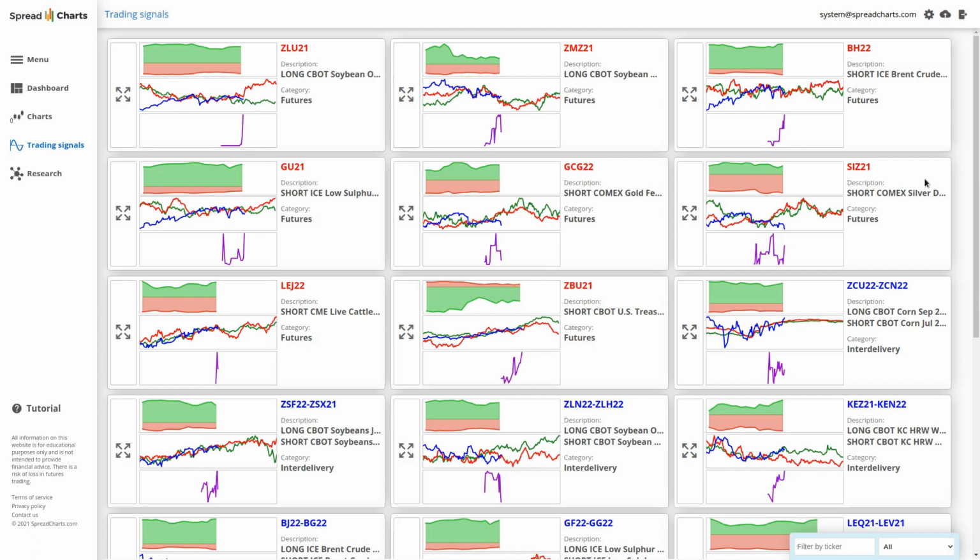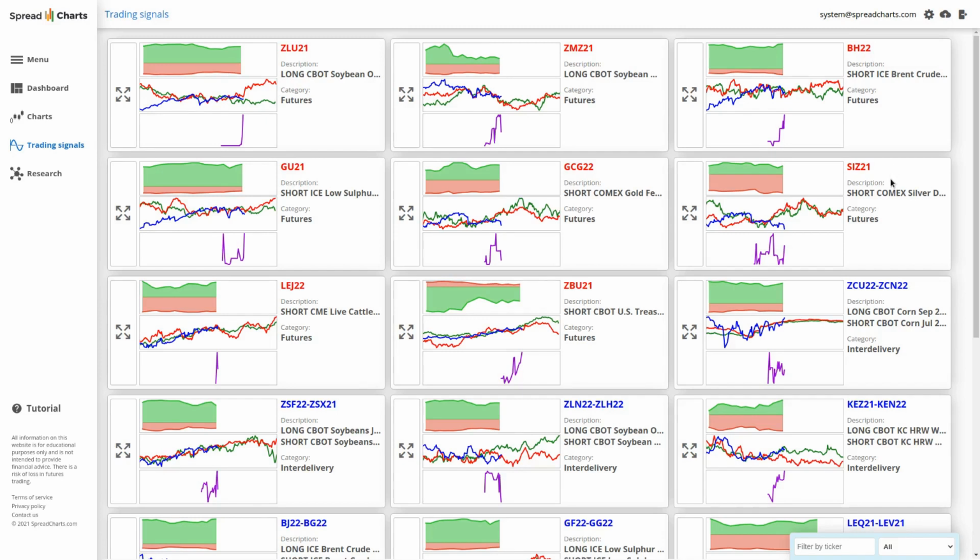To quickly distinguish between these two types, the signals for outright futures have a red colored ticker, as you can see here, because there is just a single contract. And the signals on interdelivery spreads have a blue colored ticker, like you can see, for example, here on this interdelivery spread on corn. So this is a quick way to recognize the outright future signals and interdelivery spread signals.